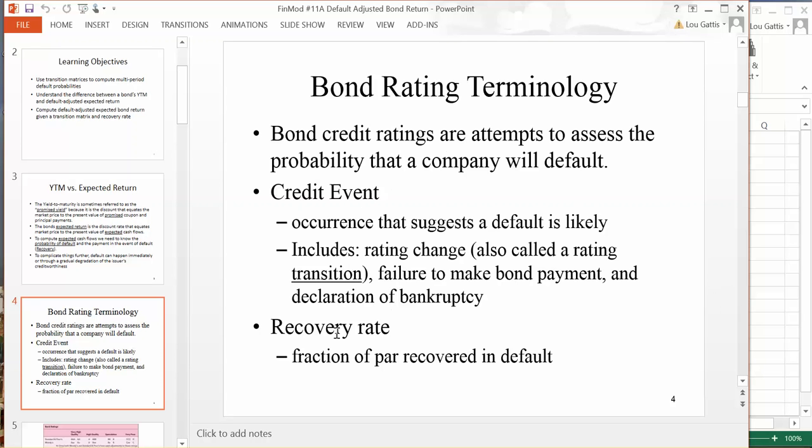If a bond does default, you generally will get some payment. You're not left with no payments. You'll get some fraction of par after the bond or the company goes through bankruptcy. So typically you might receive, say, 50% of the value of par in bankruptcy.